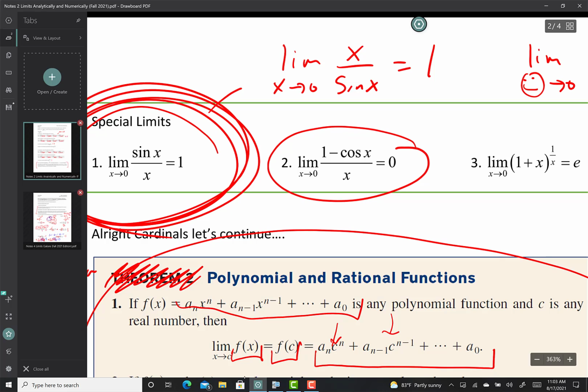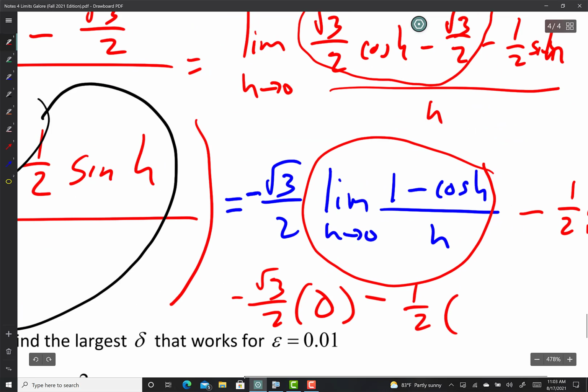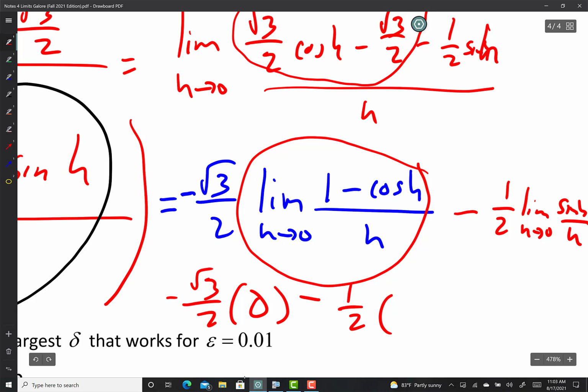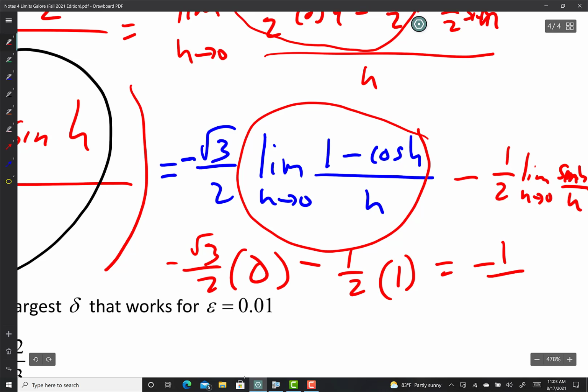All right, here we go, guys. Finally, we're almost done. So this is negative square root of 3 over 2 times 0 minus 1/2 times, what's sine h over h? 1. Good job. So my final answer is negative 1/2.